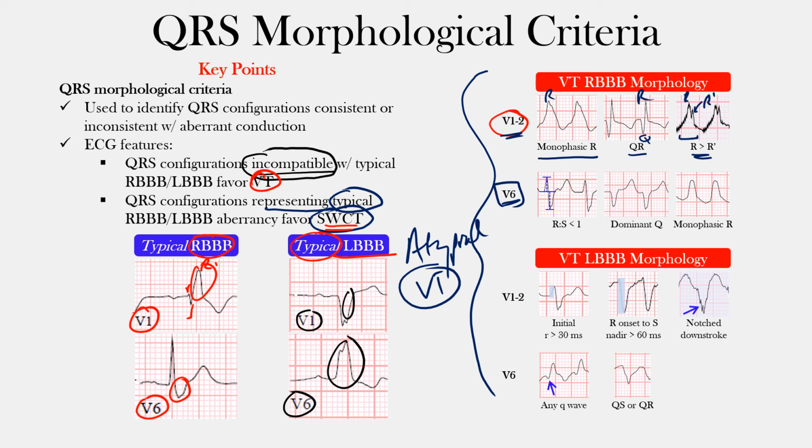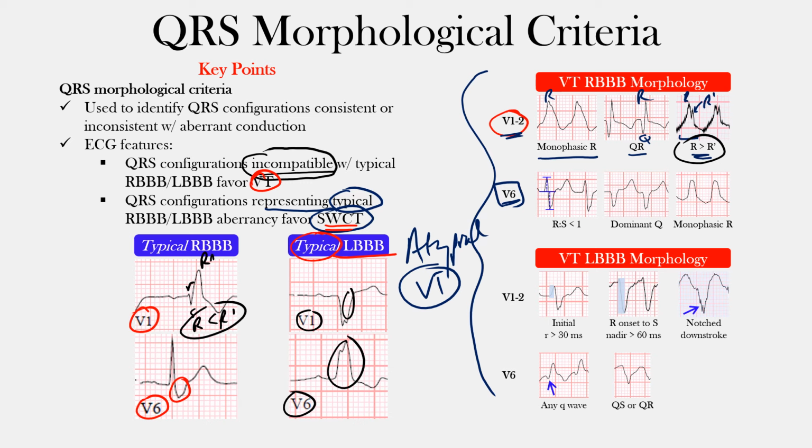If you looked at our typical right bundle branch block, notice that we had a small R, S, and then an R prime. Okay, so the R wave of the initial one was less than the R prime, which was different than what we're seeing here.